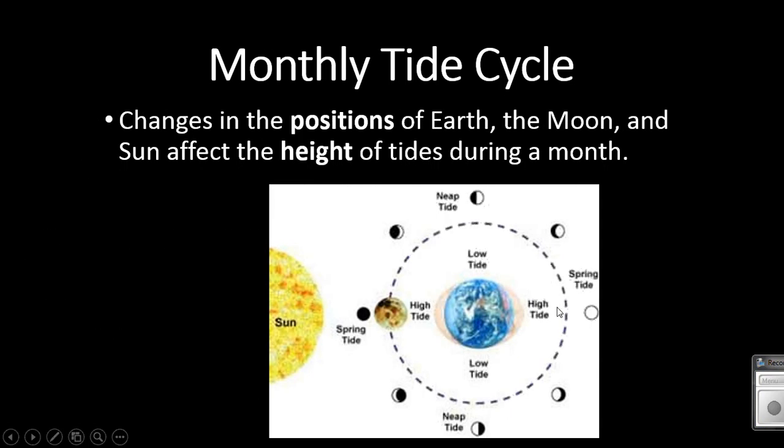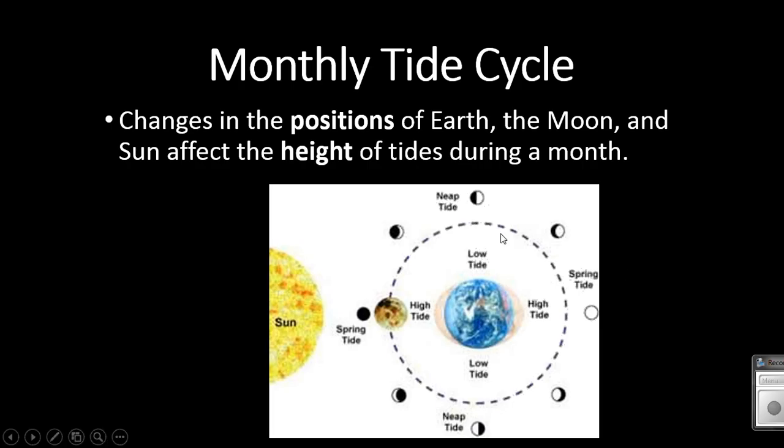So in this diagram, what we're looking at are spring tides and neap tides. When the planet, the moon, and the sun are all lined up together, that's where we get our highest tides, because the gravitational pull is all in the same direction. Those are called spring tides, and that's where we get our highest high tides.